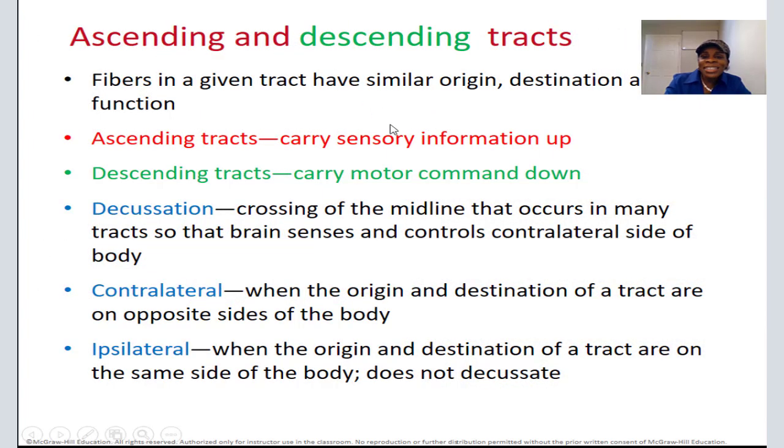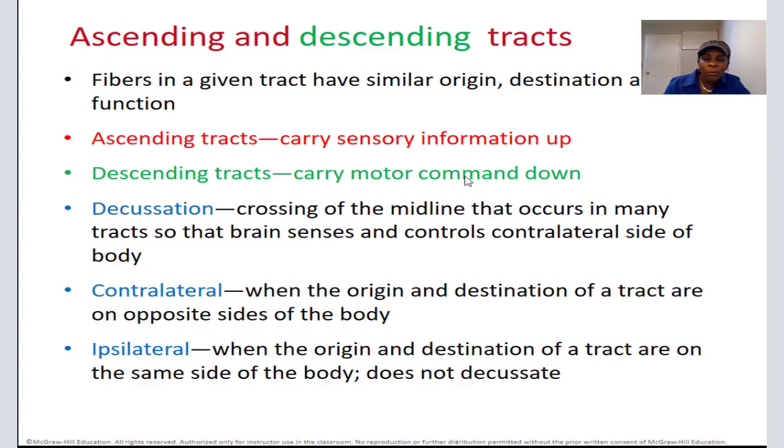So we call them ascending and descending tracts. Ascending tracts do what? They carry sensory information. That means what you feel is coming up. And then when the brain makes sense of it, it gives a command to come down to the organ to tell it what to do. Now, during that time, they don't come straight directly. Sometimes they decussate. What is a decussation? They cross over to the other side.